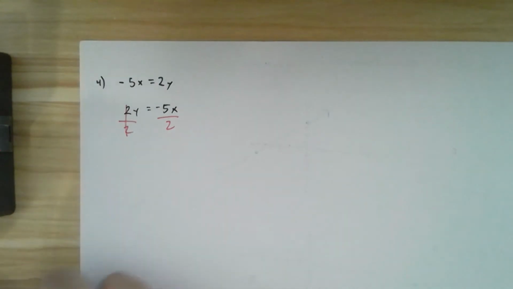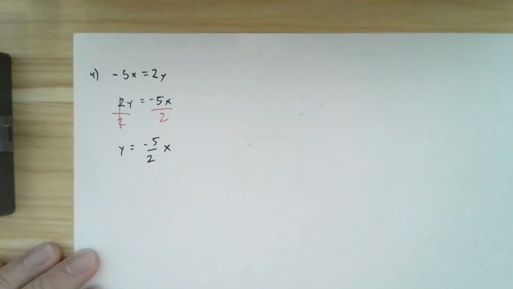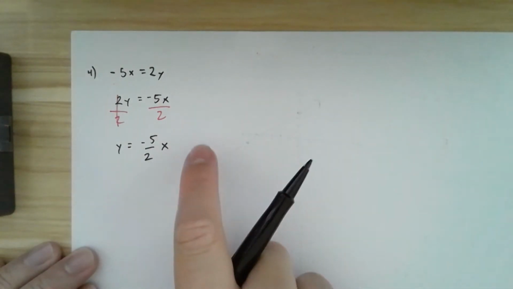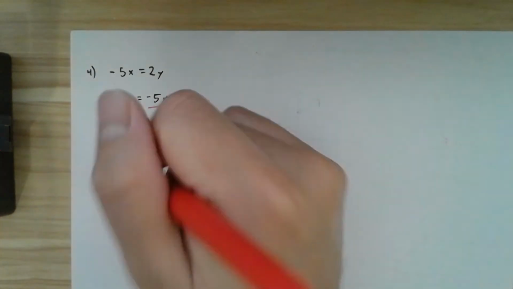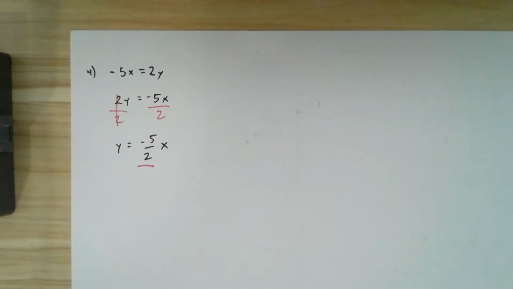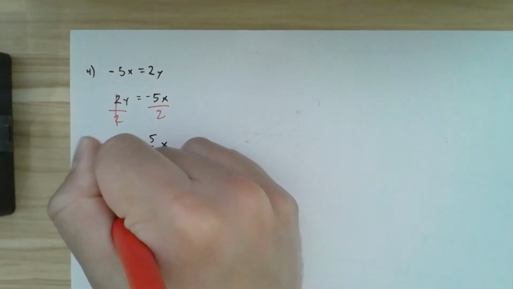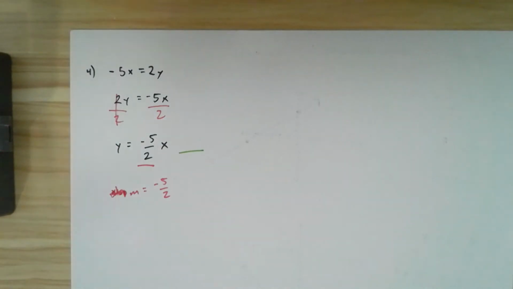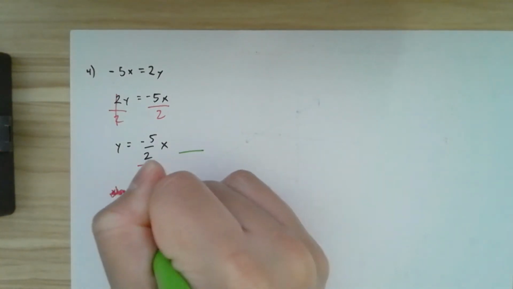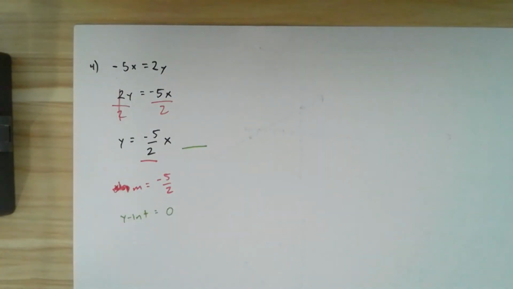Those go away. And my result here is going to be negative 5 over 2x. There's no constant, no regular number. But all that means is, there's my slope and there's my y-intercept. My slope, which is m, is negative 5 over 2. My y-intercept is 0, because there's no constant there.